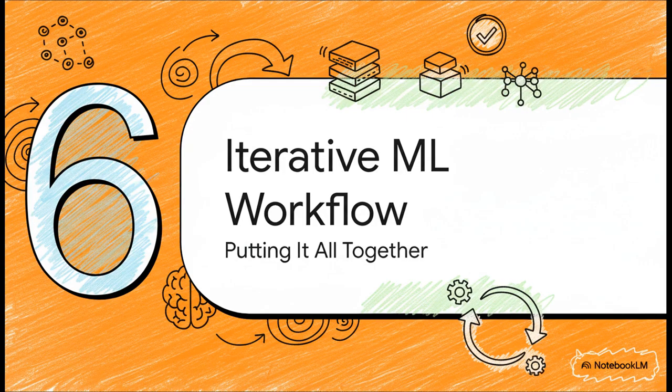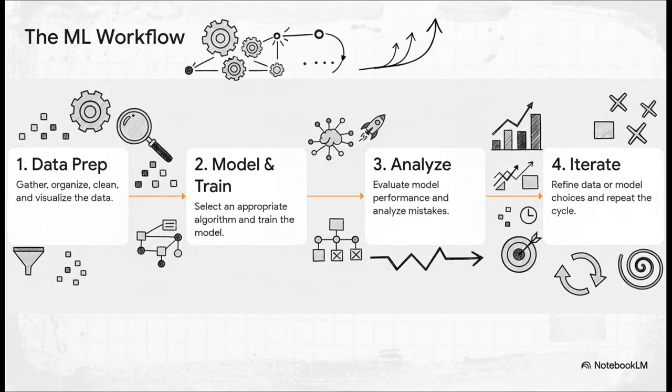So how do people in the real world actually do this? How do they build a working model? The important thing to know is that it's not a straight line. It's a cycle. The whole machine learning workflow is fundamentally iterative, meaning you do it over and over. You always start with gathering and, very importantly, cleaning the data. Then you pick an algorithm and train your model. But you're not done. Next, you have to really analyze how well it's doing.